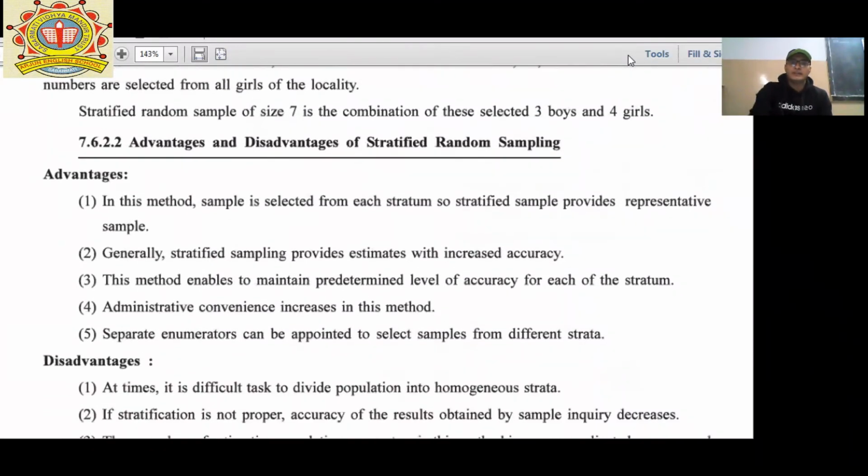Here are some advantages and disadvantages of stratified random sampling. Advantages: number one, in this method, a sample is selected from each stratum, so stratified sampling provides representative samples. Second, generally, stratified sampling provides estimates with increased accuracy.